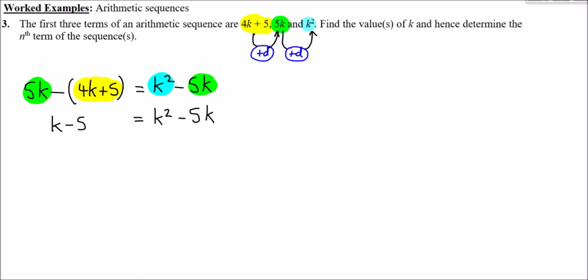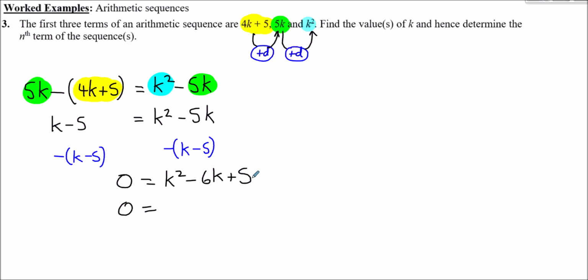If we now subtract k minus 5 from both sides, we get 0 on the left equals k squared. If I subtract a k, that gives me minus 6k, and minus 5 gives me plus 5. You should see now that this will factorise.